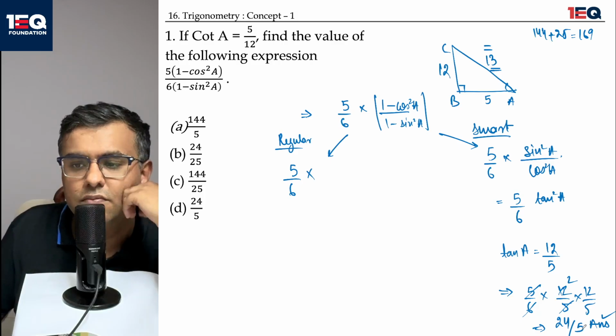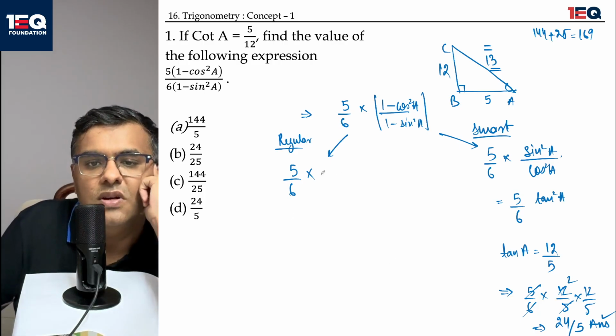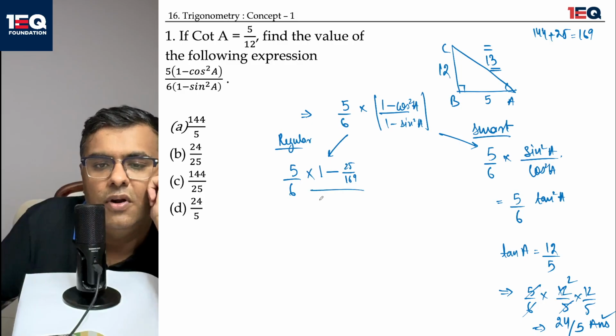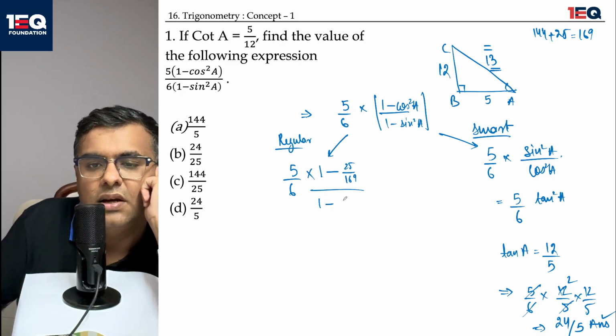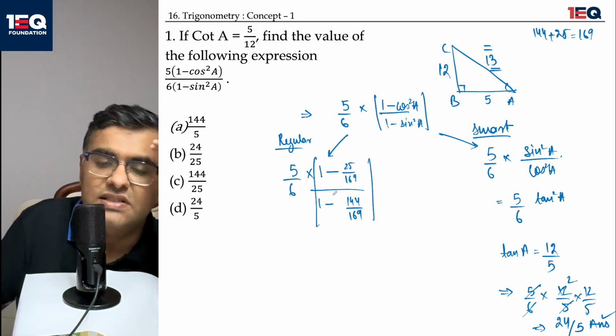Got it? Now let me go with the regular formula. 1 minus cos square theta over 1 minus sine square theta. Cos is adjacent upon hypotenuse, 5 upon 13, so cos square is 25 upon 169, whole upon 1 minus sine square theta, opposite upon hypotenuse, which I can write as 144 upon 169. The 169 would get cancelled out.